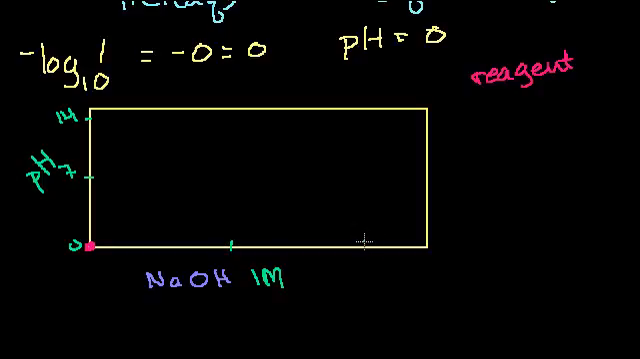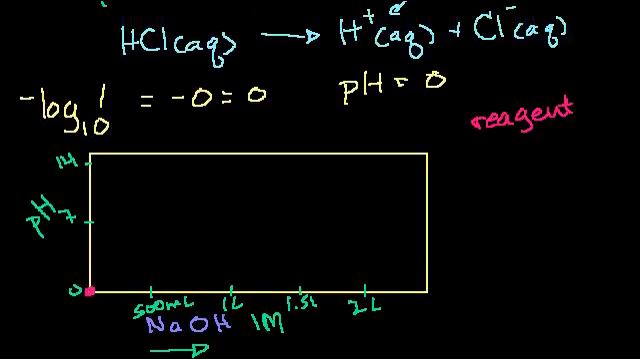And then this would be 2 liters. So this would be 500 milliliters. This is 1 liter. This is 1.5 liters. This is 2 liters. And so on this axis, I'm going to slowly add more and more of this hydroxide. So what's going to happen?